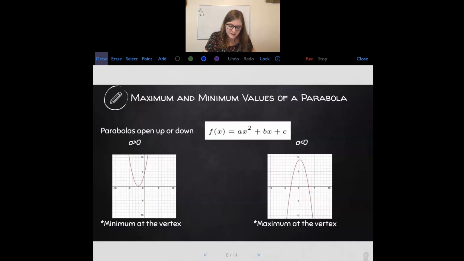Next, maximum and minimum values of a parabola, and this relates to whether a parabola is opening up or down. Given our quadratic function, f of x equals ax squared plus bx plus c, if a is greater than 0, then it opens up.